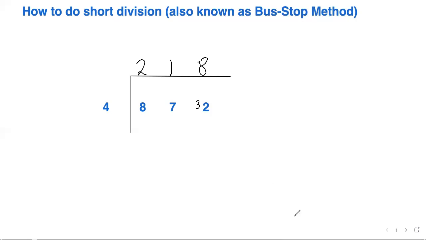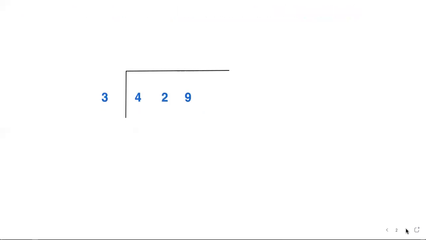See? Now, let's do another example. Our next question is using the 3 times tables with a completely different number. So, same steps as before. How many 3s can go into the number 4? And that is 1 time.